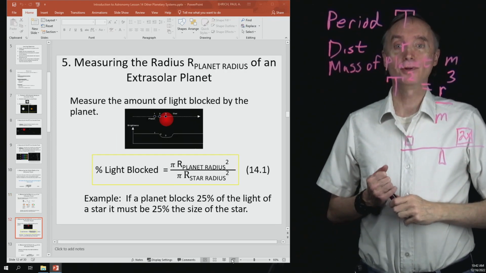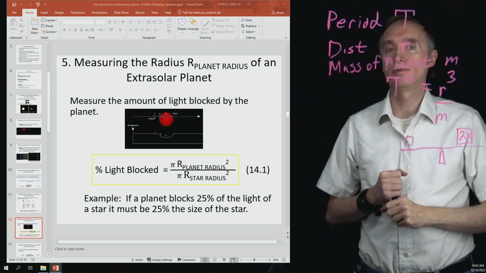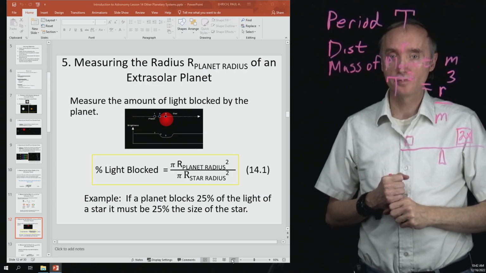So in our next segment, we want to talk about how you could measure the radius of the planet. So I'll see you in just a moment.